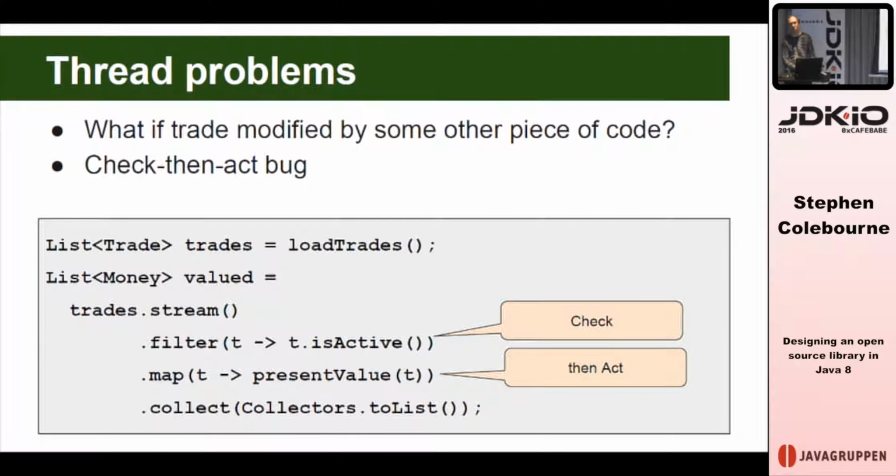Now, this is no different to what we had before in Java 7. This is the same problem that we had before, but it can be a bit more hidden. The Stream API can be so easy to hook into that it might not be so obvious that you're doing this. And obviously, with a parallel stream in there, things could get more interesting again.